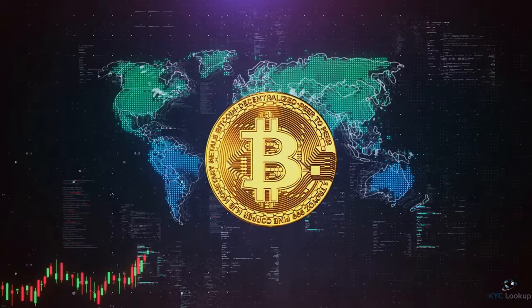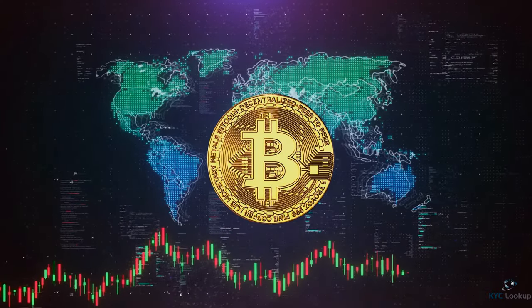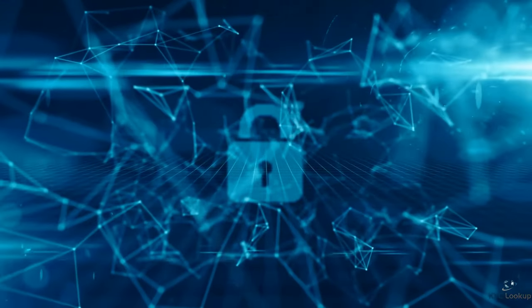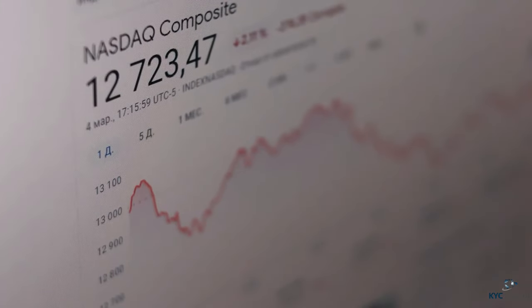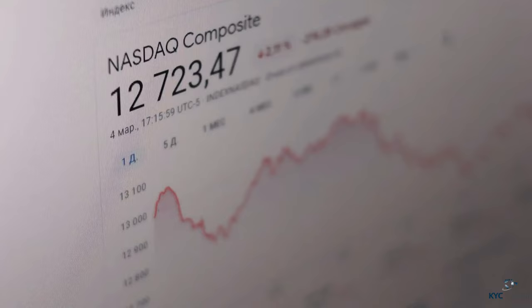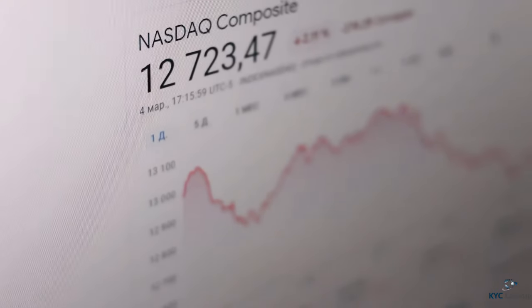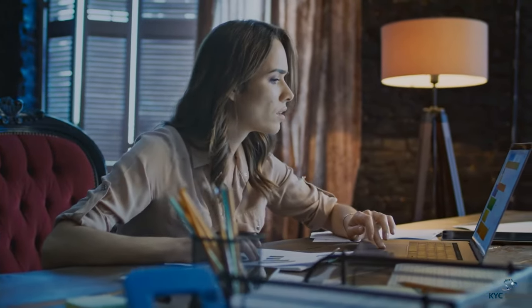Lack of consumer protections. Unlike traditional financial systems, digital assets often lack the same level of consumer protections. In many cases, transactions are irreversible, and there may be no recourse for users who fall victim to scams or fraudulent projects. The absence of centralized intermediaries also means that recovering lost or stolen assets can be challenging or impossible.